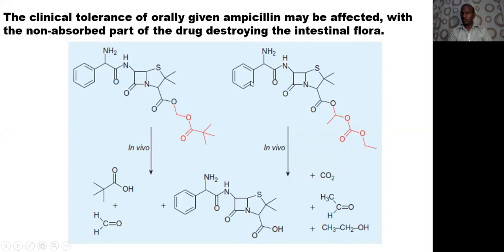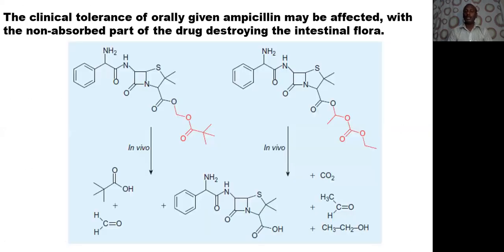But of these two, one is pivampicillin, another one is bacampicillin. Compared to pivampicillin, bacampicillin is much more tolerated, because the metabolites we have after cleaving off, after liberating the parent molecule, are common products, common to the human body, but these two are not.